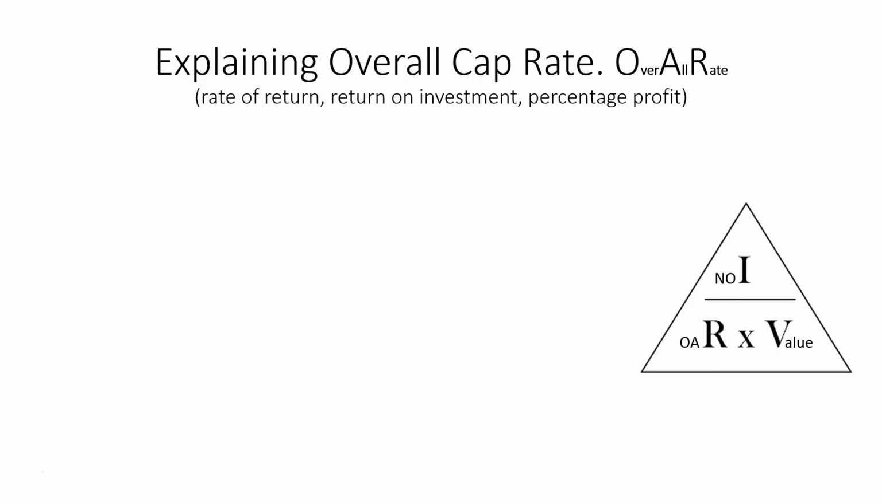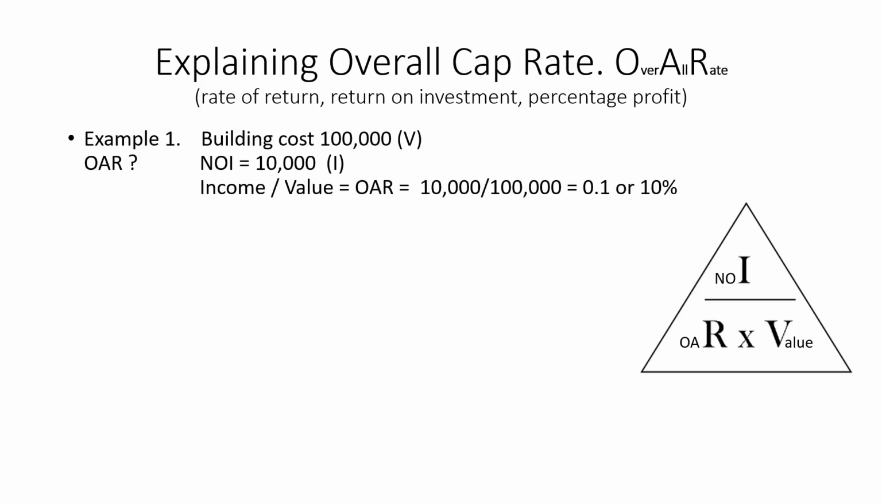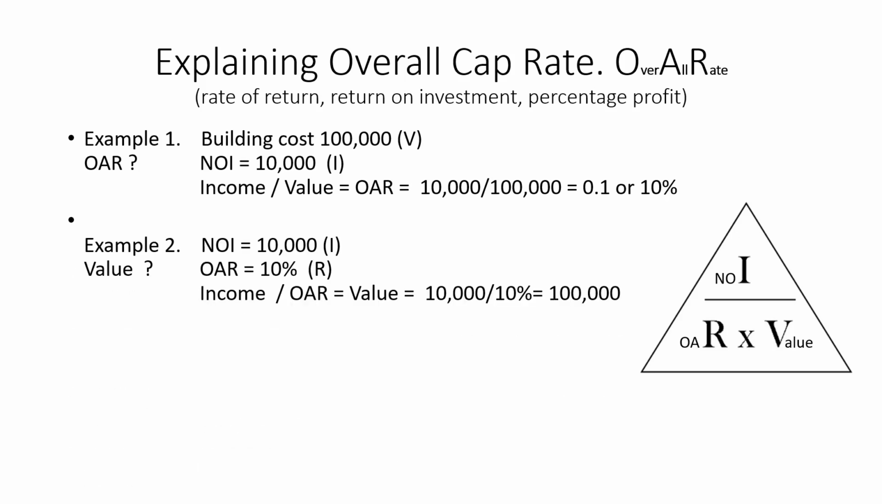NOI, OAR, value. For example, if a building cost $100,000 and my NOI was $10,000, what would be my overall capitalization rate? In that particular case, it'll be 10,000 divided by 100,000, which gives us 0.1 or 10%. If I knew that my income was 10,000 and that represented a 10% capitalization rate, what would be the value of the building? Once again, I divide the income by the capitalization rate, and that would give me 100,000.